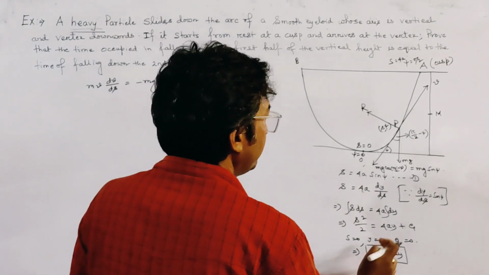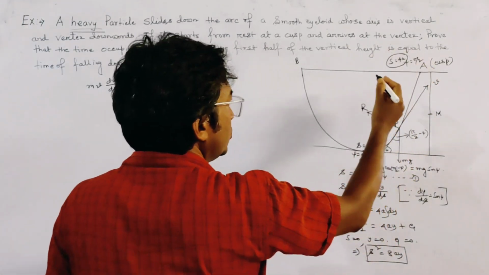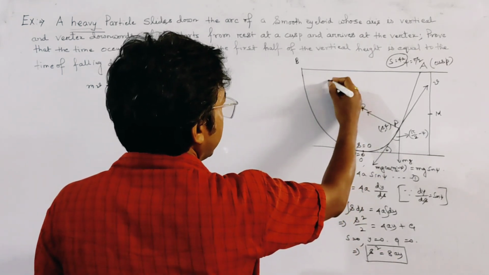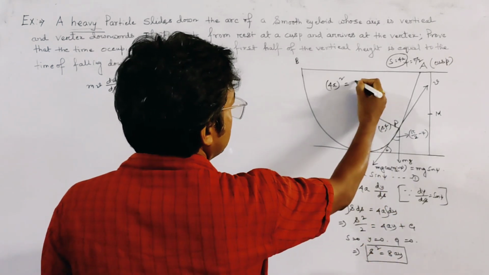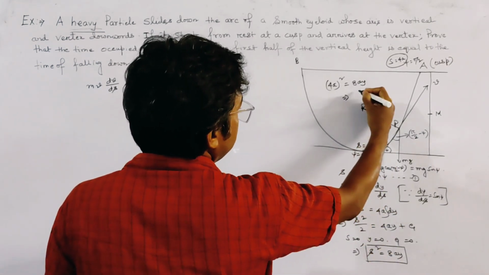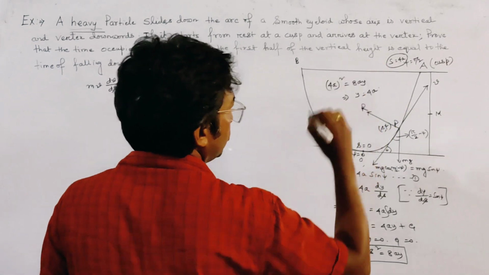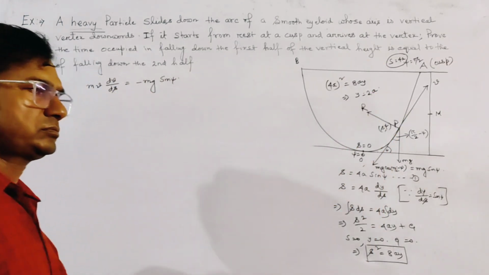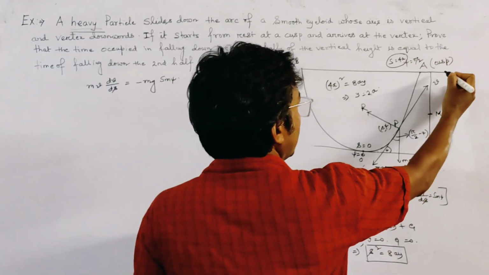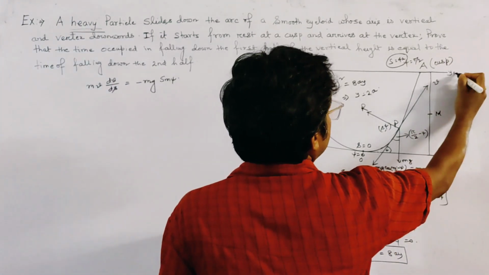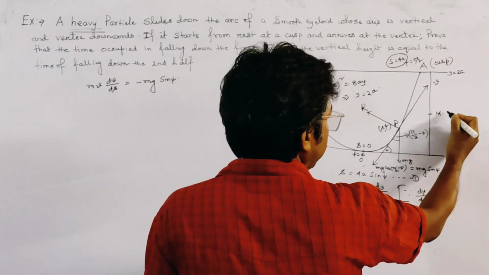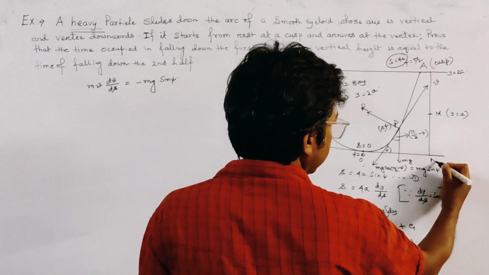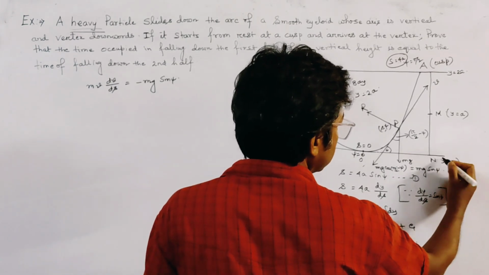Now putting the value of s at the cusp, s = 4a, we get (4a) squared = 8ay, which implies y = 2a. So y at the cusp is 2a, at the middle point it is obviously y = a, and at the lowest point y = 0.